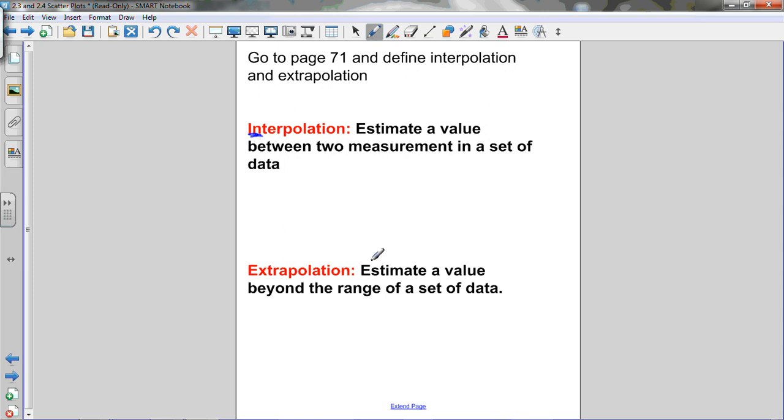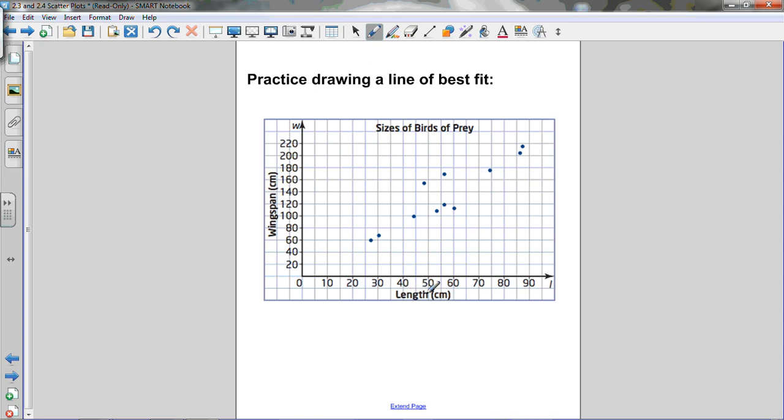Okay, extrapolation: to estimate a value beyond the range of a set of data. So it's extra. That means you're getting data outside of the data you have, so it's beyond the range of the set of data. And keep in mind these are both estimations. They're estimation techniques.